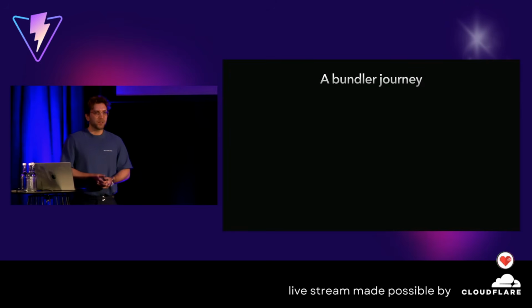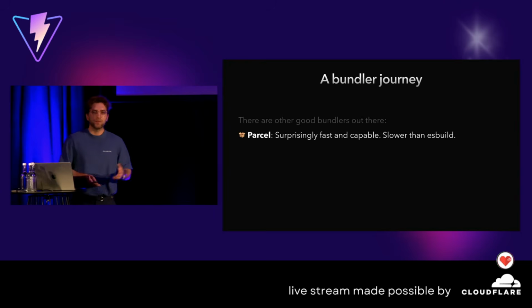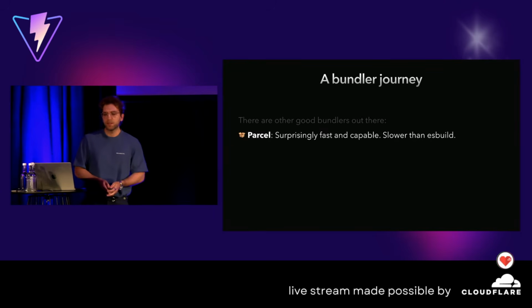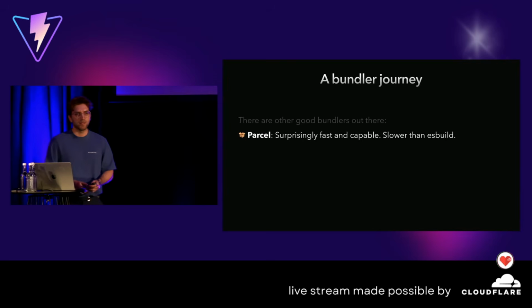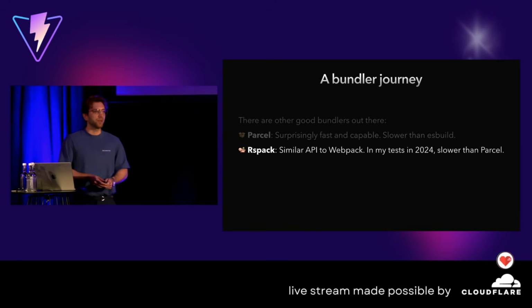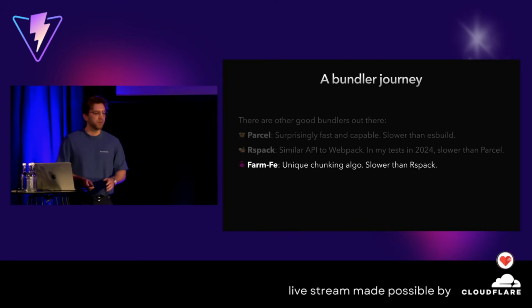And because I'm lazy, I didn't want to just go and rewrite esbuild in Rust. I took a look at other bundlers. First up is Parcel. Parcel is surprisingly fast, really fast. I didn't imagine it to be fast, but it's still slower than esbuild, so it wasn't an option for us. Rspack, also a quite new bundler. It has a similar API to Webpack, and in my test, it was slower than Parcel, surprisingly.